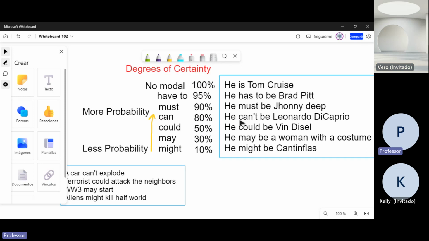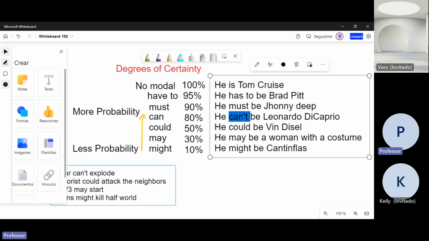Now, as you can see, normally when we use can to express probability in the present, we are going to use it in negative form. Normally we use it in negative form. We say, no puede ser este fulano de tal. That's how we express it with can't. And normally with could, it is also possible to express it in negative form.